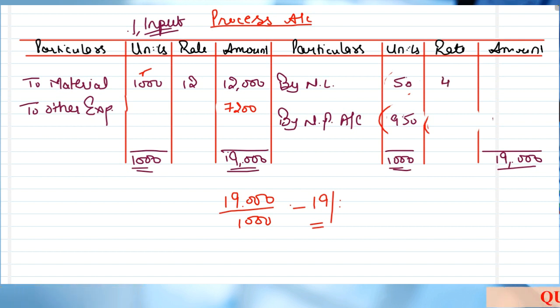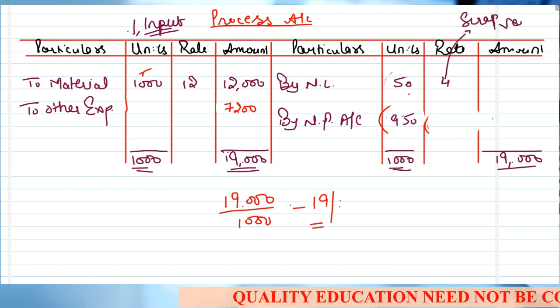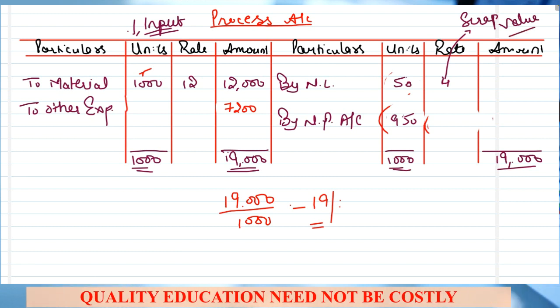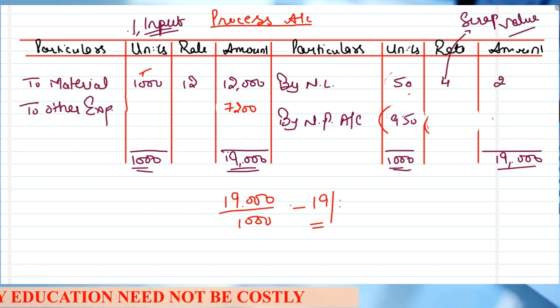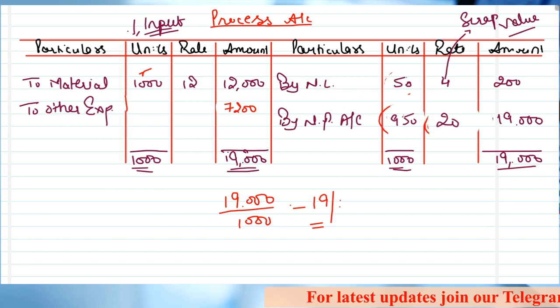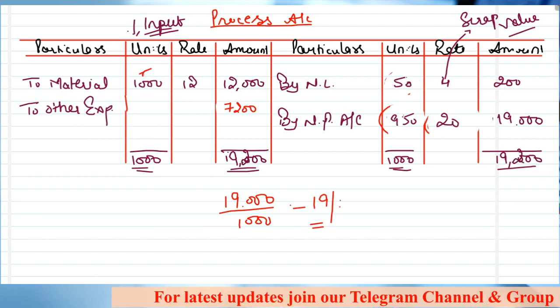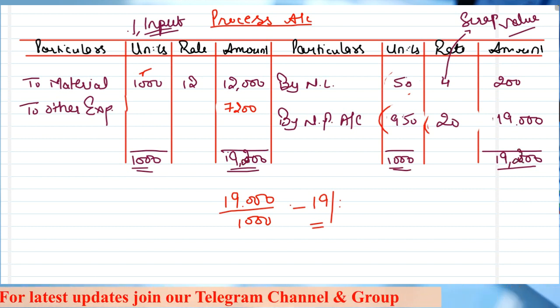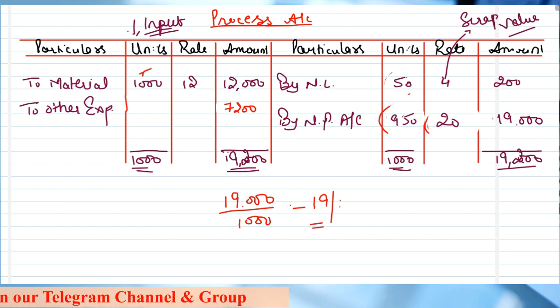Let's say there is a scrap value, right? So this is my scrap value. So this amount, that means 200 rupees, I will be realizing. Now what is the amount that I will be transferring to the next process? 19,000 would be the value, but here the cost is 19,200. Now the cost of good units has increased compared to the normal, but it has been reduced by the scrap value that we have realized.